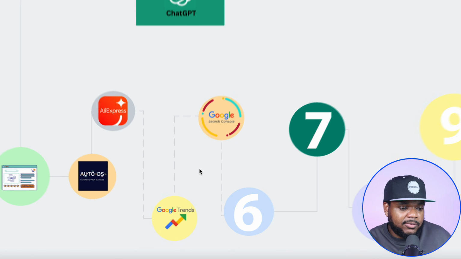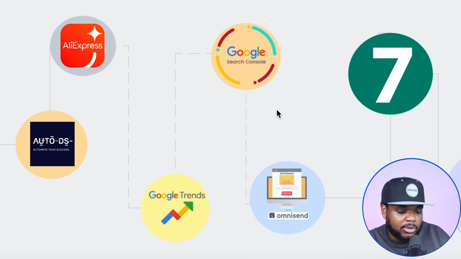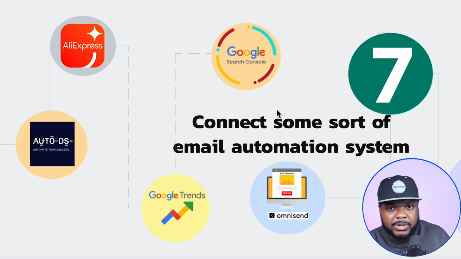And this now brings me on to one of the next steps that you need to take before you actually start sending traffic to your site: you want to make sure that you connect some sort of email automation system on your site, so that when people start landing on it, you're going to be able to build up a list of different emails so that you can remarket to them.